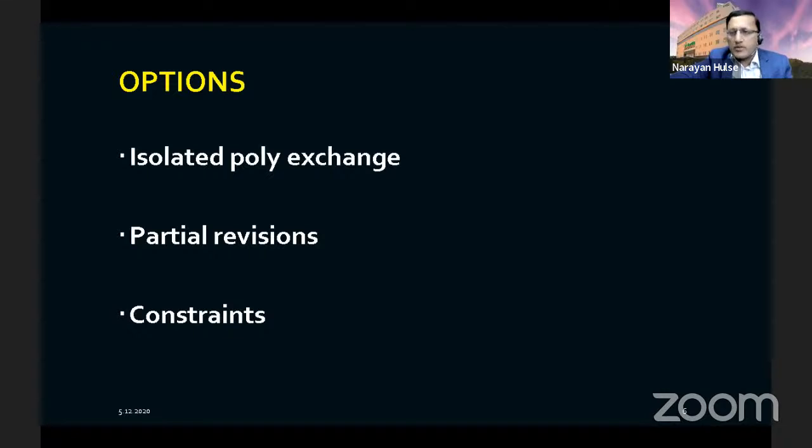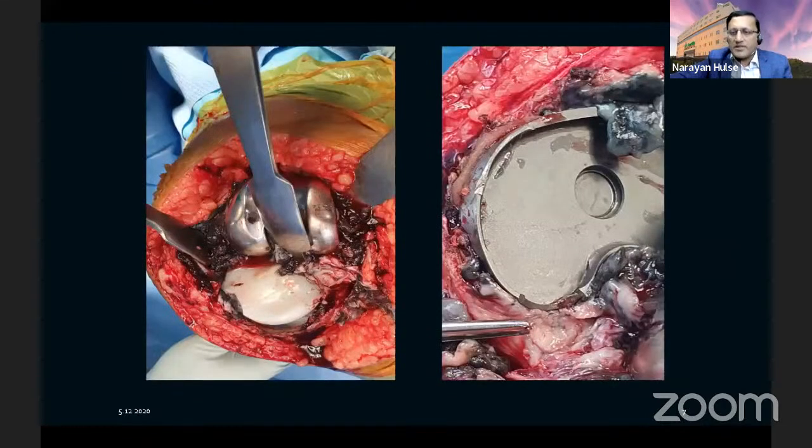So what are the options we have for this kind of situation with an instability with all the gadgets in? Obviously, we'll have to revise the situation. Can we salvage this situation only with an isolated poly exchange, partial revision, or constraint with the full revision if needed? However, when we went in, we saw a lot of metallosis.